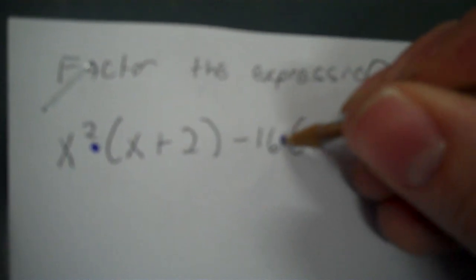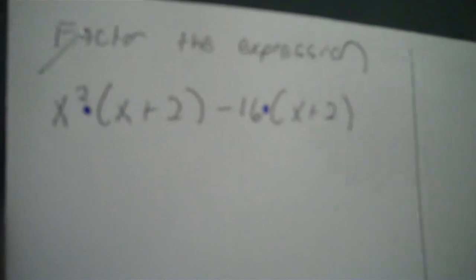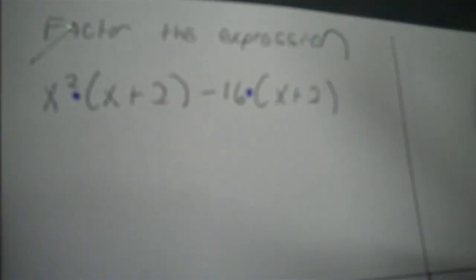Okay, this is just a setup for something we're going to be doing. So just factor the expression: x squared times (x + 2) minus 16 times (x + 2). Do not distribute. Factoring is the opposite of distributing.